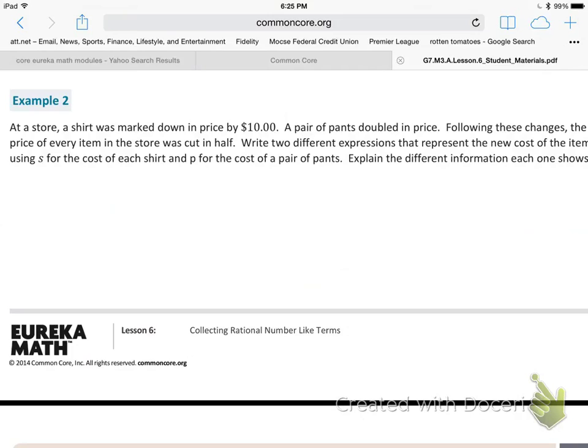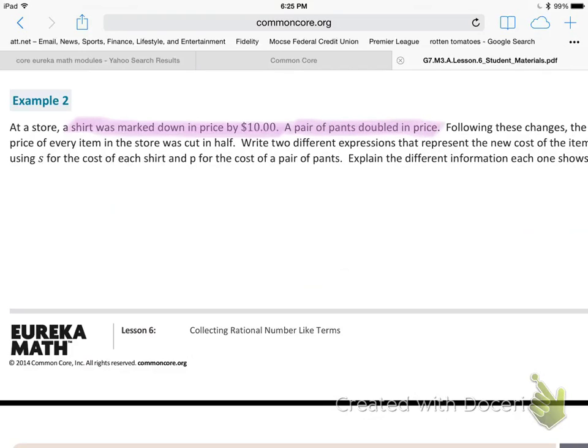Okay, example 2 here is a word problem, and a word problem is very, very worthwhile going over together, because there is a lot going on here. Well, actually, it seems like a lot, but if we just do it step by step, it'll be a lot easier. So, at a store, a shirt was marked down in price by $10. Important information there. A pair of pants was doubled in price.